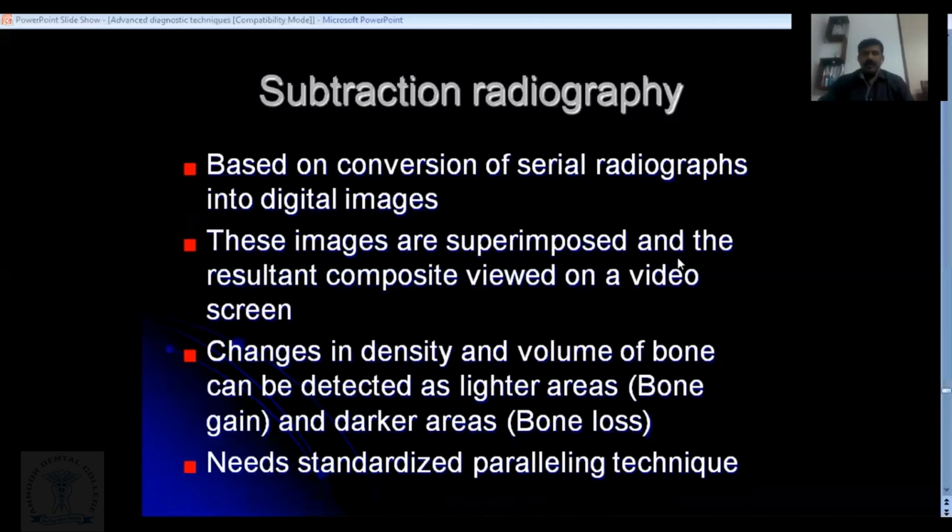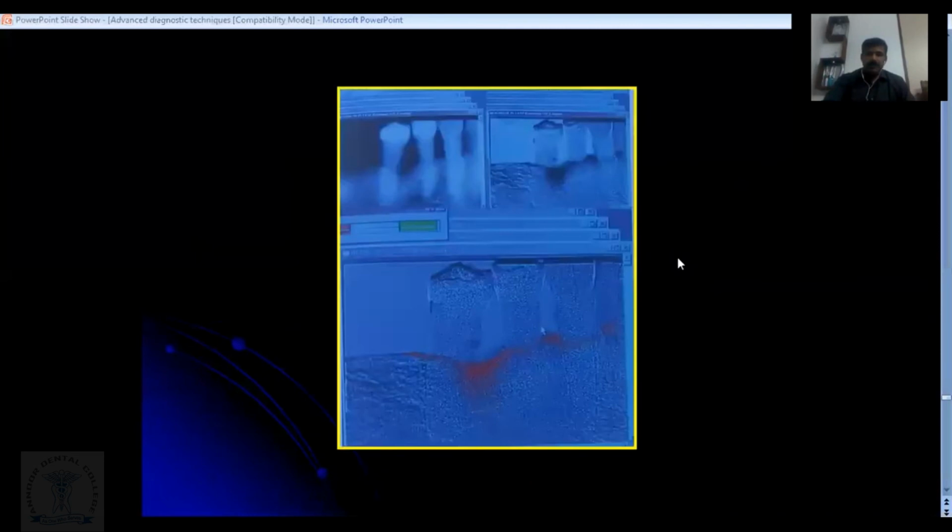But it needs to be standardized. If you take radiographs in different angulations and different planes, it doesn't work here. All this has to be standardized. You take this in different areas, and it may either be bone loss or bone gain. That is the basic idea.